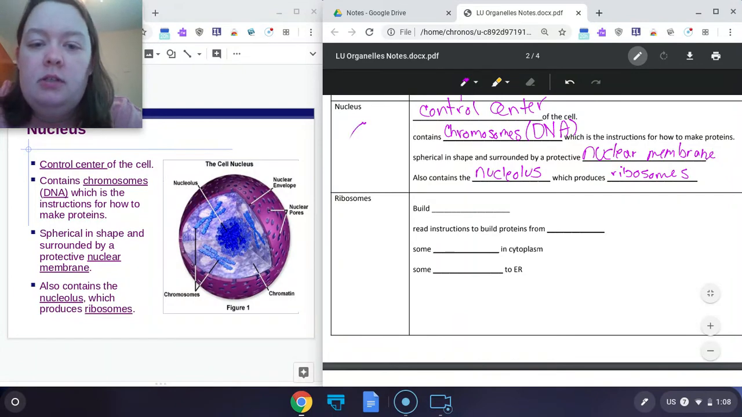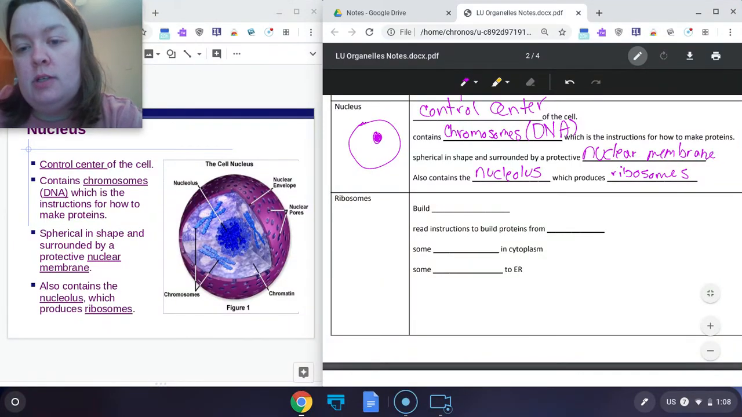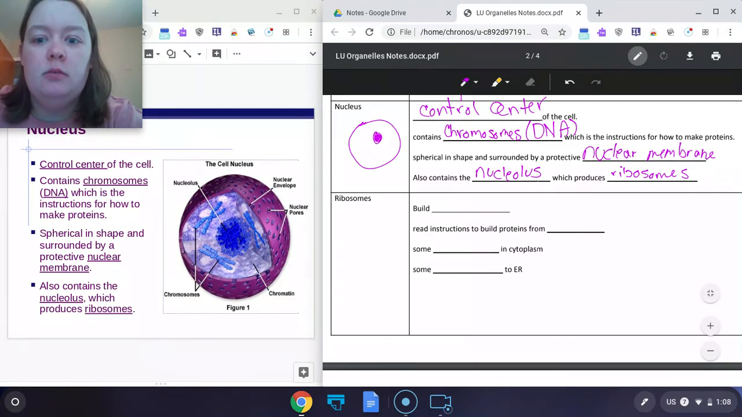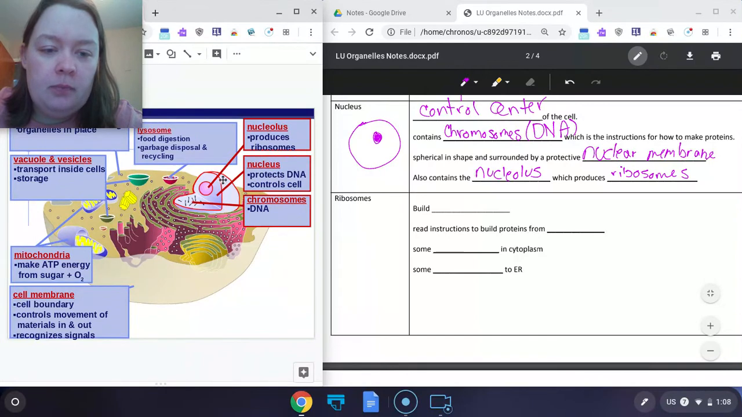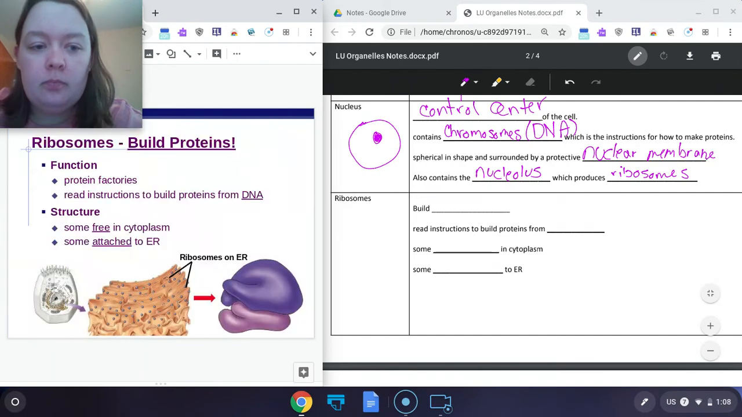So the nucleus is a circular organelle, and inside of the nucleus you're going to see a dark spot, which is the nucleolus, which is responsible for making ribosomes. So if we were to look at a cell, here is our nucleus. Inside, we see a smaller circle, which is the nucleolus, which makes ribosomes.